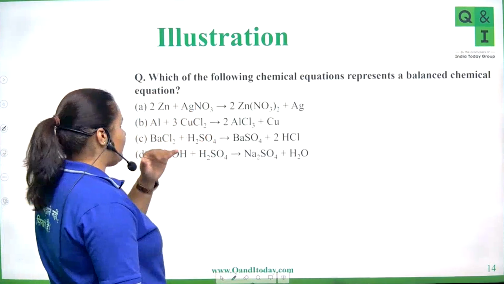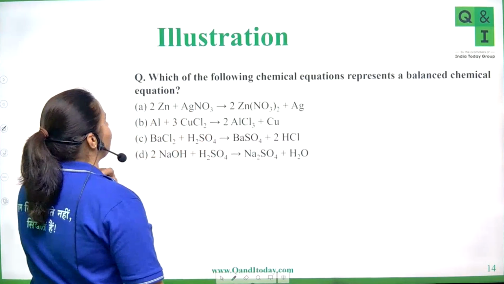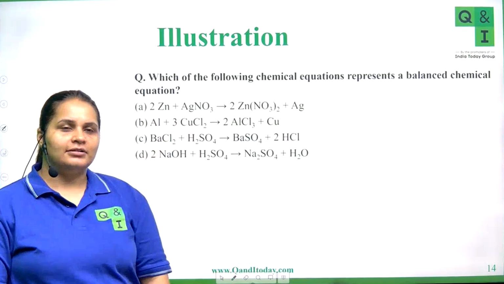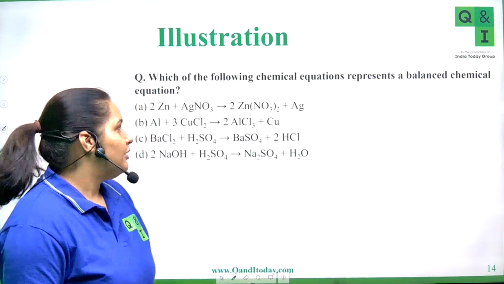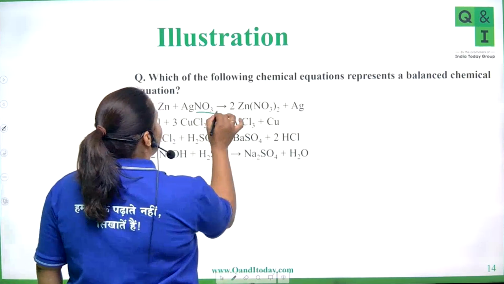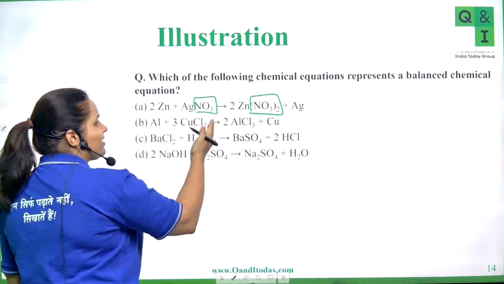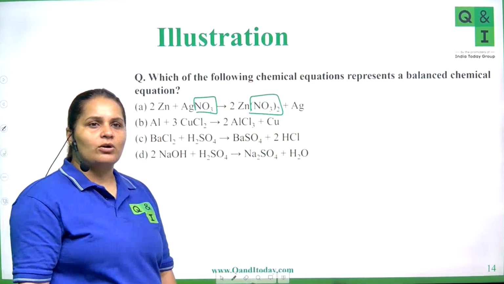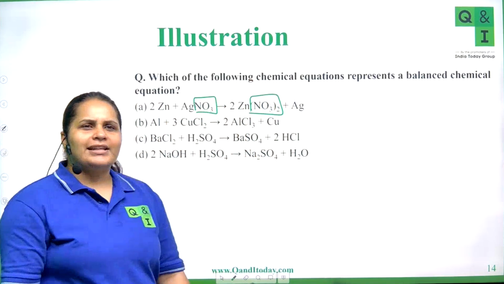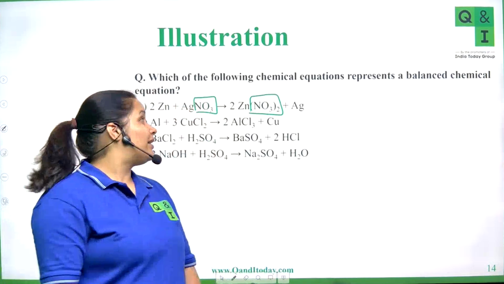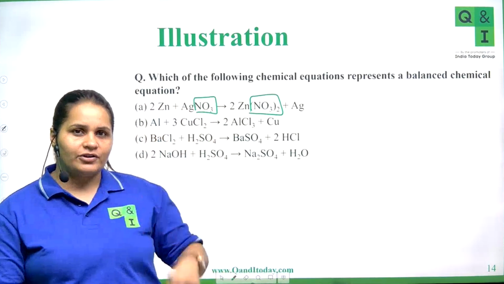What's wrong with A? Which element is not balanced here in A? NO3, ma'am. Okay, so we have one NO3 and here we have two NO3. So nitrogen and oxygen atoms both are not balanced here. Okay, Tehin, I would like to know how many oxygen atoms are there on the right hand side in the first equation?